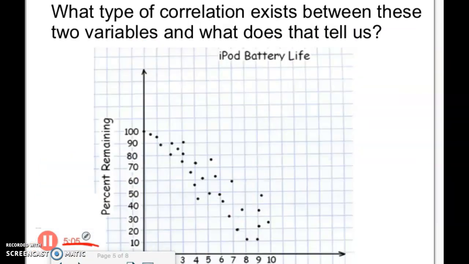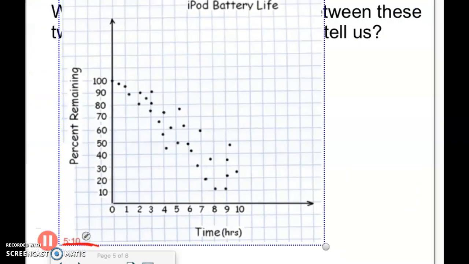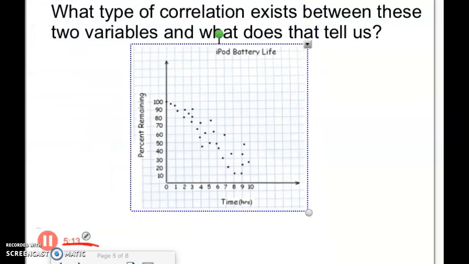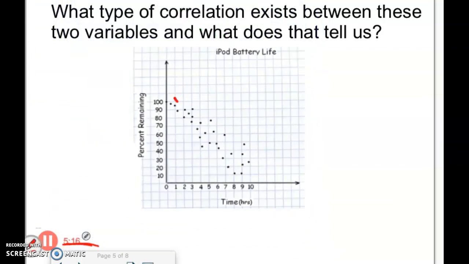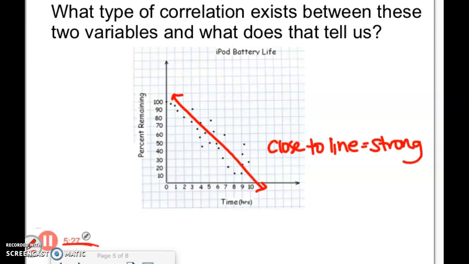So kind of identifying it, if you look at this, one thing that I like to think about is what would happen if I drew in a trend line. Okay, so here's my trend line. The dots are close to the line, so that means that it's strong. The direction is moving down, so it's a negative, so it's a strong negative. Correlation would be the words that we use. What does it tell us? It says that as time increases, the percent remaining decreases. Well, that actually makes sense because it's talking about battery life.